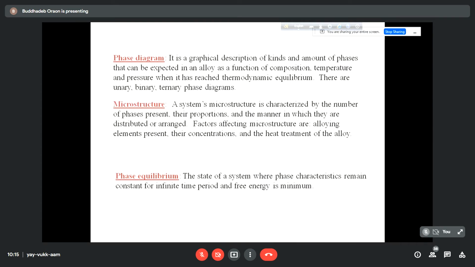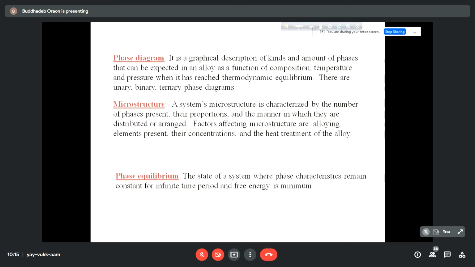So next comes the phase diagram. A phase diagram is a graphical description of kinds and amounts of phases that can be expected in an alloy as a function of composition, temperature, and pressure. Obviously, the phase diagram will change with respect to composition, temperature, or pressure.